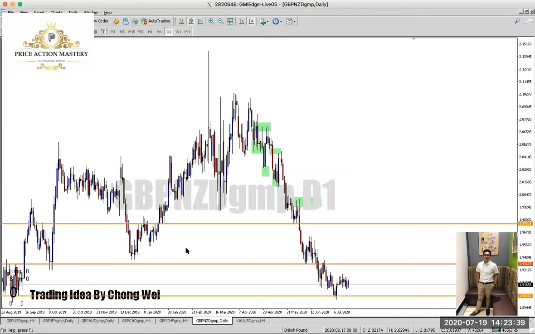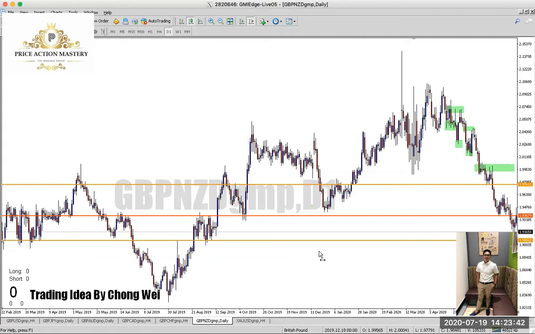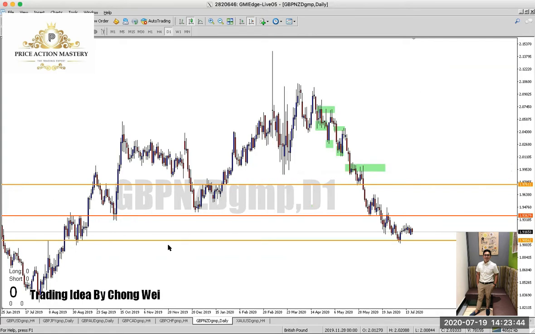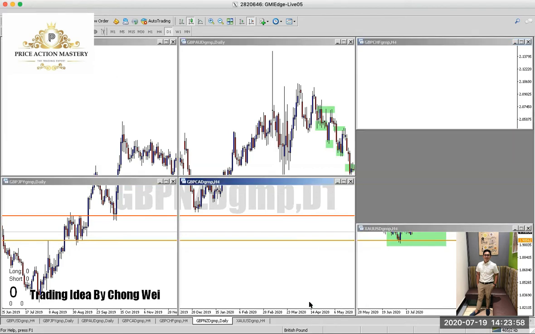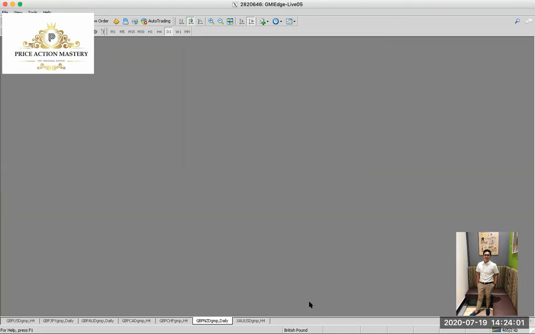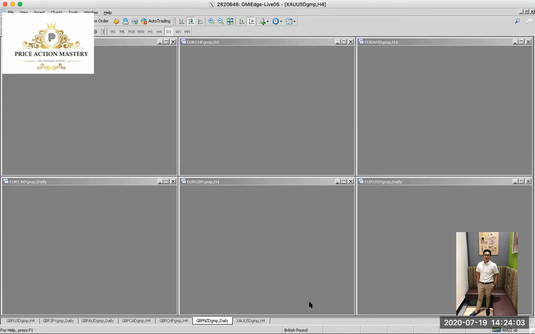So GBP New Zealand, let's look into it. Yes, same as a downtrend. If a setup is formed here, I will look for a buy trade. If there's no setup, then I continue to look for sell trades. Okay, for the next, let's get into the Euro pairs.